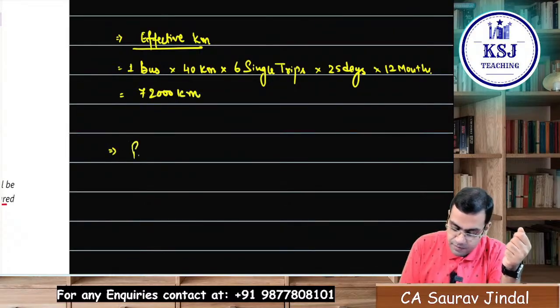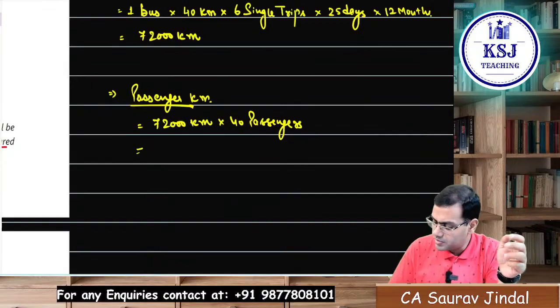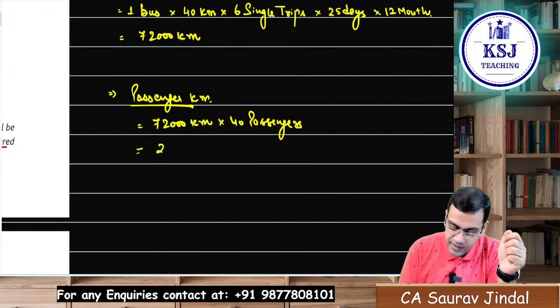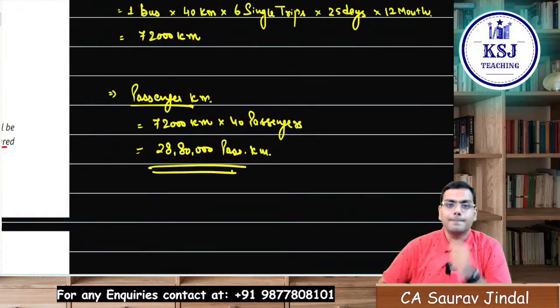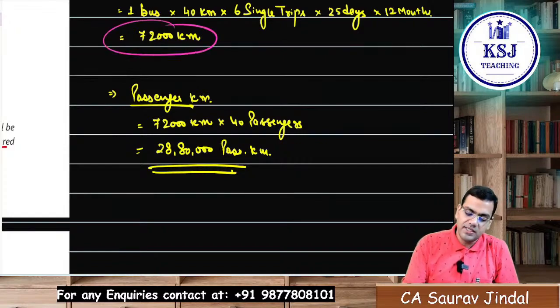Next, what will be the passenger kilometer? What will be the passenger kilometer, sir? That will be 72,000 kilometers with 40 passengers in each trip. Right? There is 100% occupancy, sir. That will be 28,80,000 passenger kilometers.